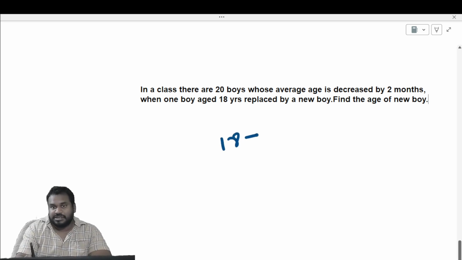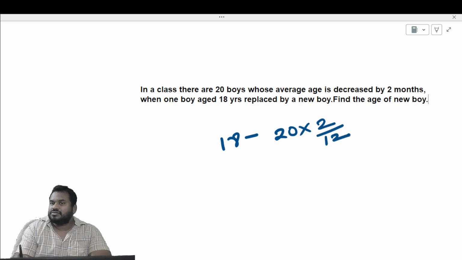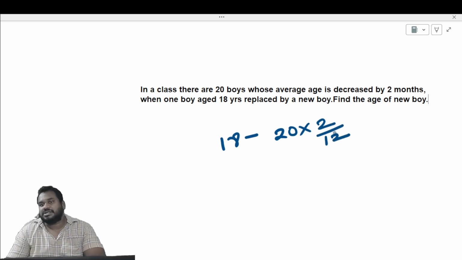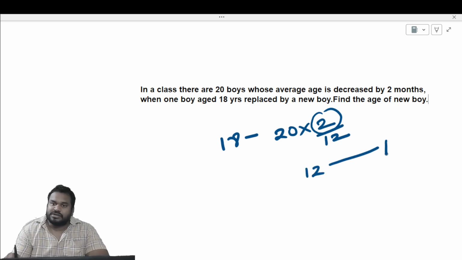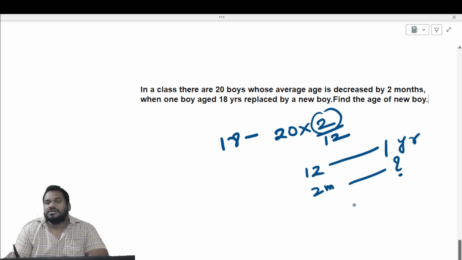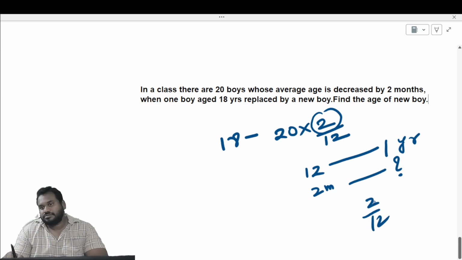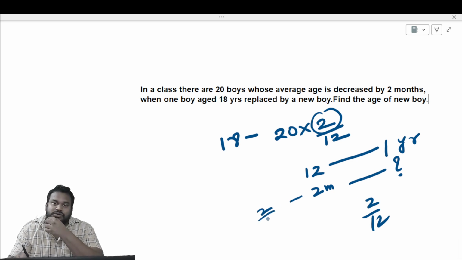That is nothing but 18 minus 20 into, I cannot count months into years, right? So I'll divide by 12, because per year 12 months are there. I'm converting 2 months into years. For 1 year, 12 months. For 2 months, how many years? Okay, 2 by 12 years. So 2 months are nothing but 2 by 12 years, both are same. So I'm just subtracting it.